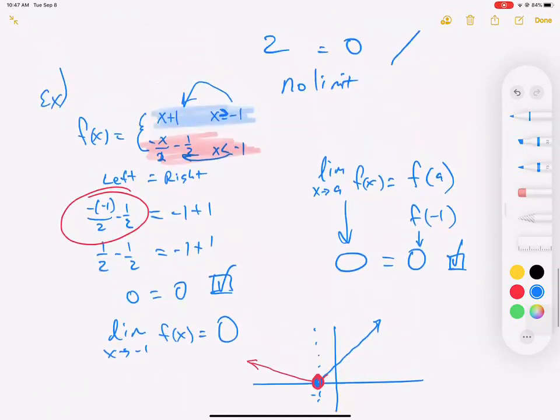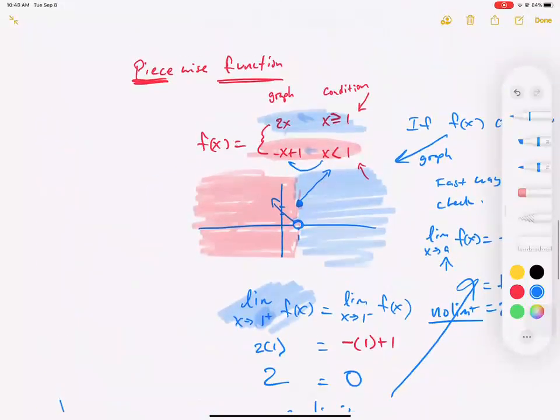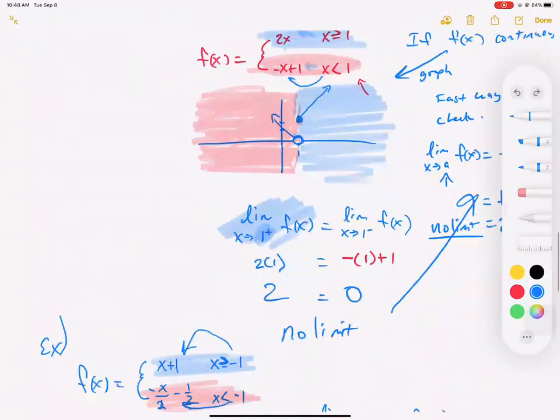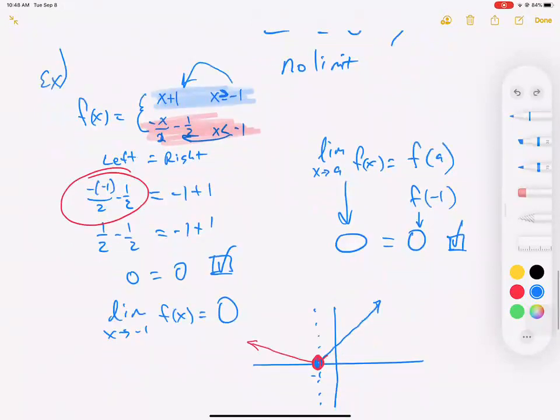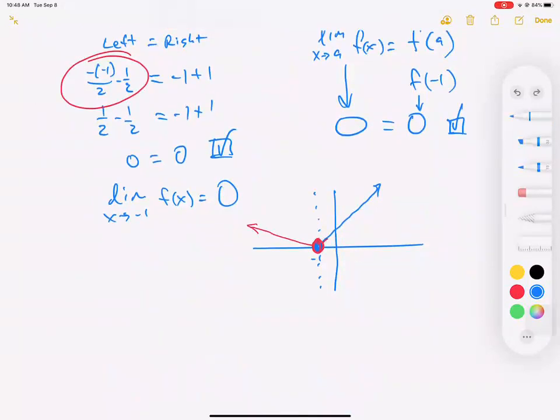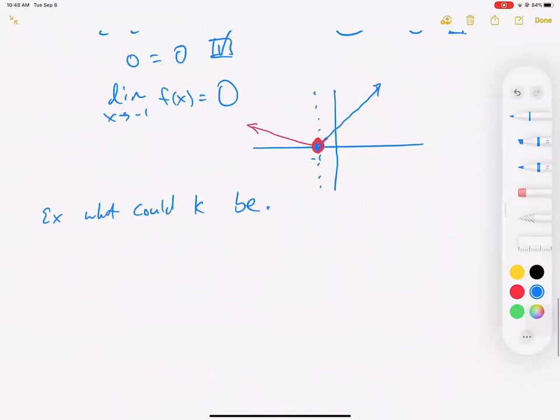Okay, so this is the basic idea. Now, sometimes, let's take a look again, sometimes they don't work. Piecewise functions don't connect, not continuous. And sometimes they do connect, right? They both equal the same number. Great. Now I'm going to give you one, and you're going to tell me. So the next one is, what could k be so that f of x is continuous?